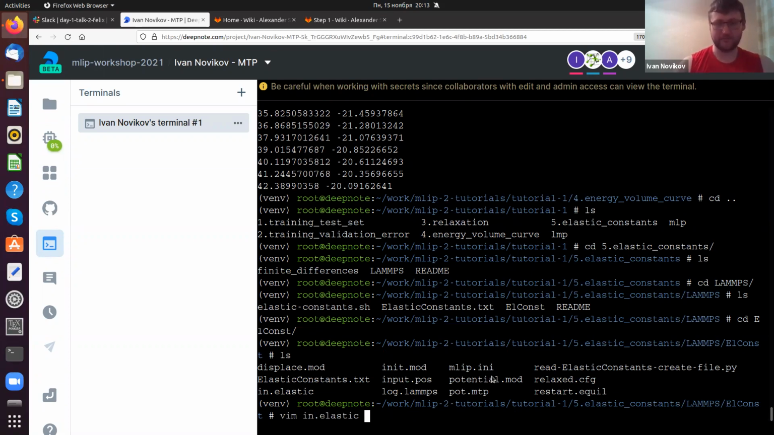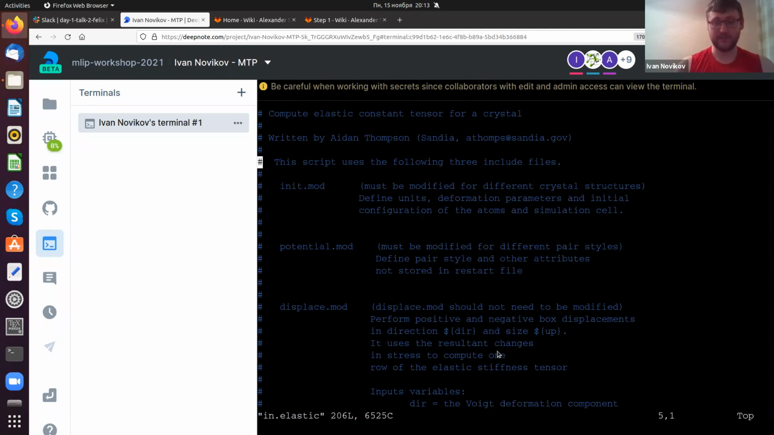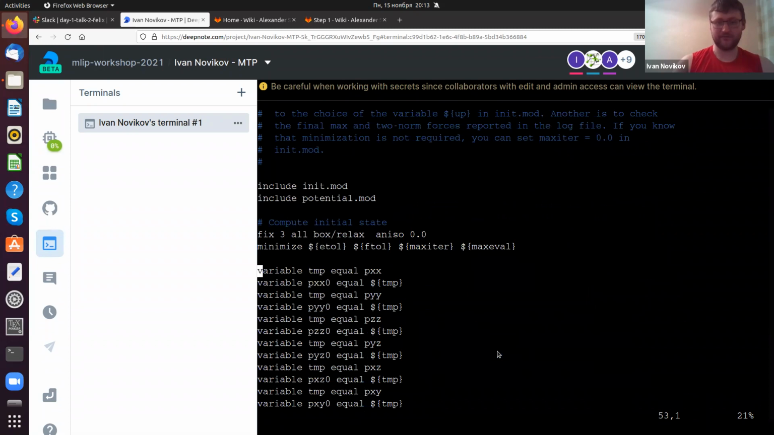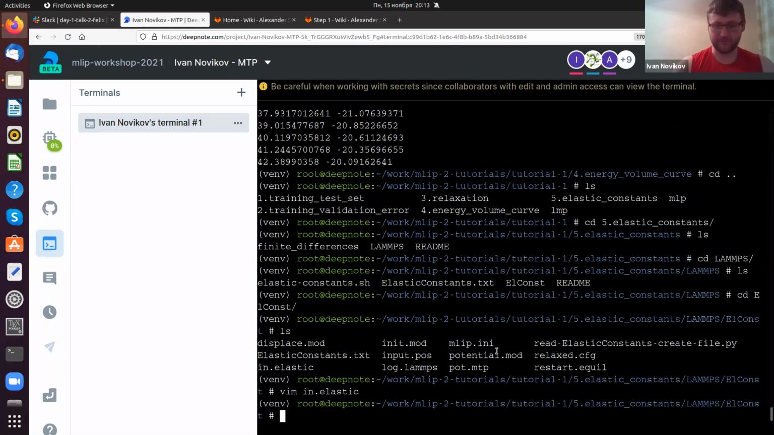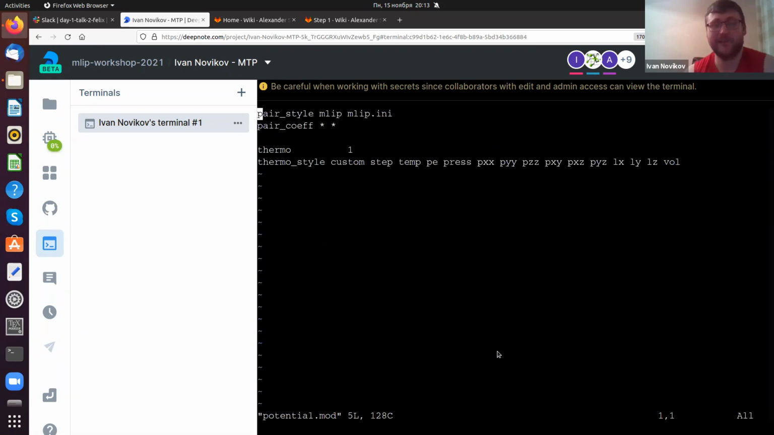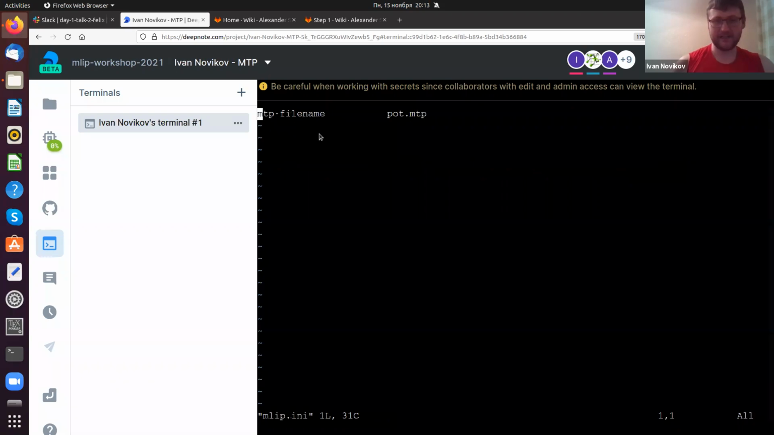We have, of course, the LAMMPS elastic script. I copied it from the example in elastic. And here we include the potential.mod file. What is important, in this file, we can directly specify the MTP potential that we will use, moment tensor potential, as the interatomic interaction model. We specify pair style MLIP, MLIP.ini, and in the second line, pair coef star star. So we should simply add these two lines. And after adding these two lines to the file, we can run LAMMPS with moment tensor potential as the interatomic interaction model. Again, the MLIP.ini file is very simple. Here we specify the MTP file name, pot.mtp.